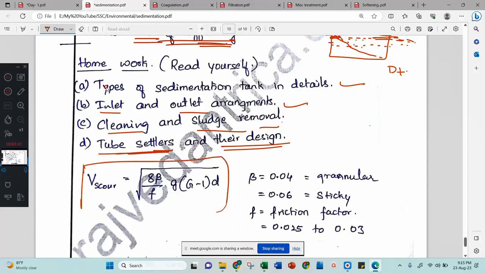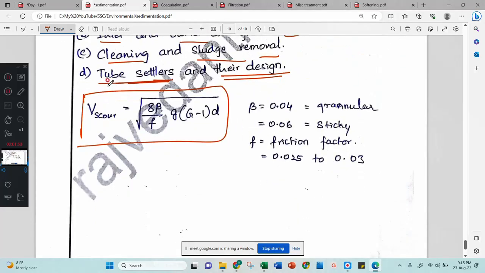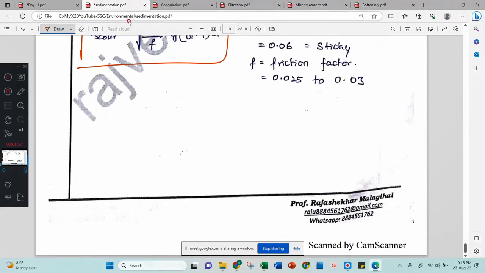And there is one velocity, scouring velocity. If the particles are scoured, those sediments will move with some velocity at the bottom. That is the scouring velocity. We can go through that. Do you have any doubt in the sedimentation tank or anything not understood? You can ask.